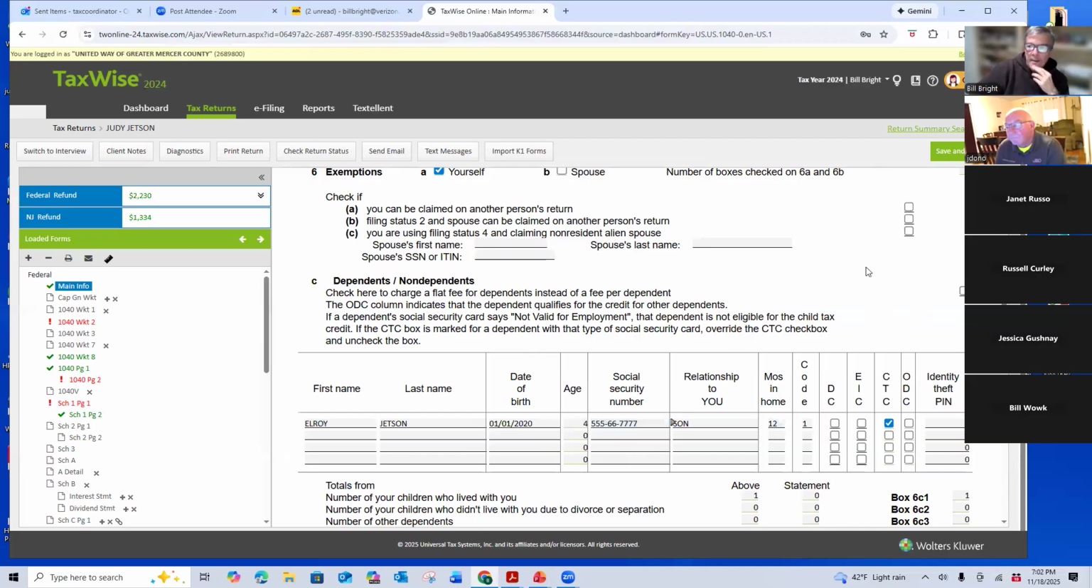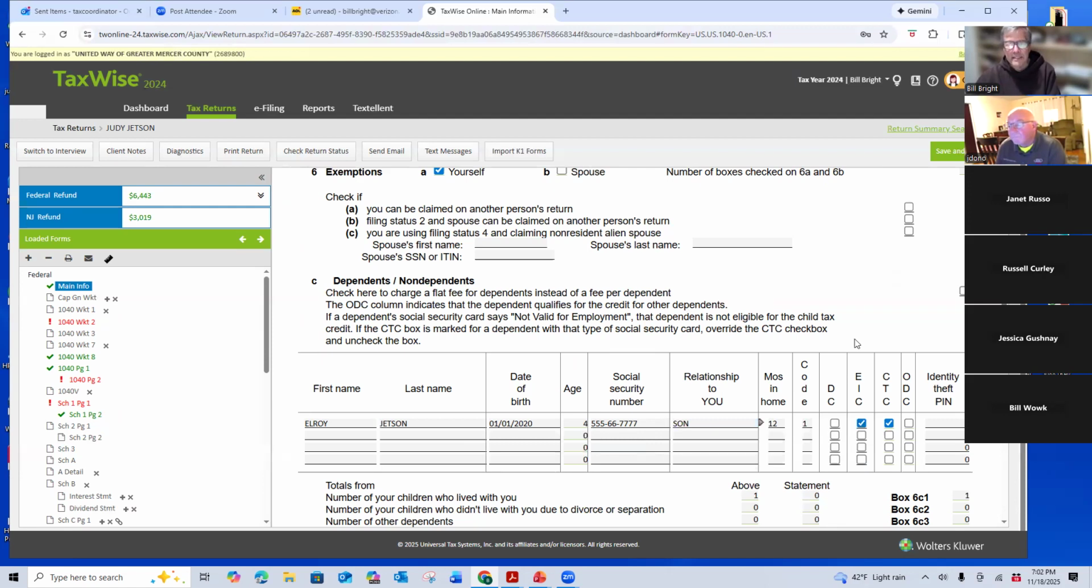Now, there's one thing here that you've got to be really careful of. This is the one kind of huge hole for tax-wise. Take a look at what it says for federal refund right now for Judy at 2230. When I click on this box here for EIC, see how that just exploded? That's key that you get that.